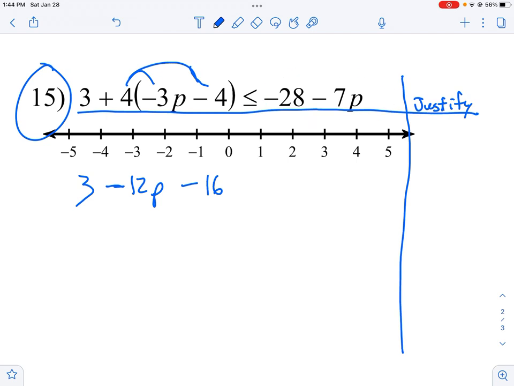On the right side here, these two do not combine, because one's got a p and the other one doesn't. And then this inequality is actually going to stay the same. The only time you flip this around is if you multiply or divide by a negative on both sides. So there we go. We've distributed. And so when I come over here and I want to justify my step, I just put that. That's the distribution property.